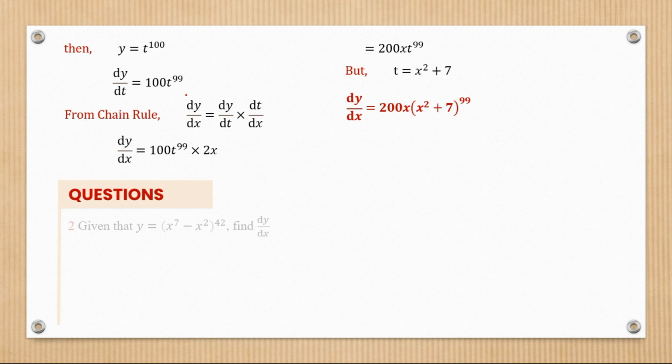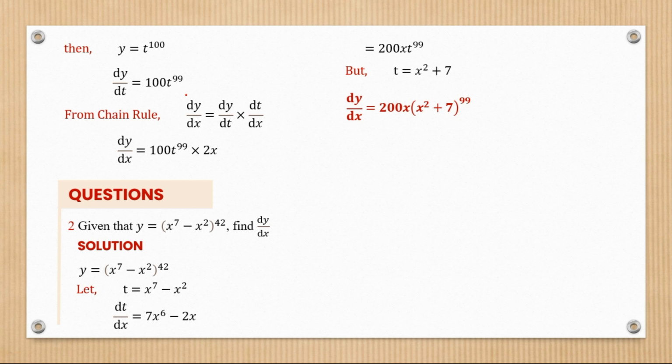Alright, let's look at another question to understand this even better. Given that y is equal to (x^7 minus x^2)^42, find dy/dx. So you can see that y is equal to that. We're going to let t represent the values inside the bracket. So now our dt/dx shall be equal to 7x^6 minus 2x. And then y shall be equal to t^42. So dy/dt is equal to 42t^41.